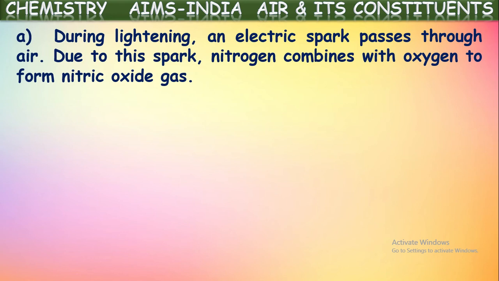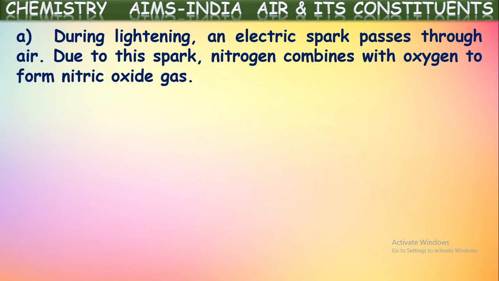They won't react because nitrogen is least reactive. It won't combine with oxygen generally. But in the presence of a high electric current, how is it being produced? From the sparks. So when sparks are produced during lightning, these electric sparks are passed.